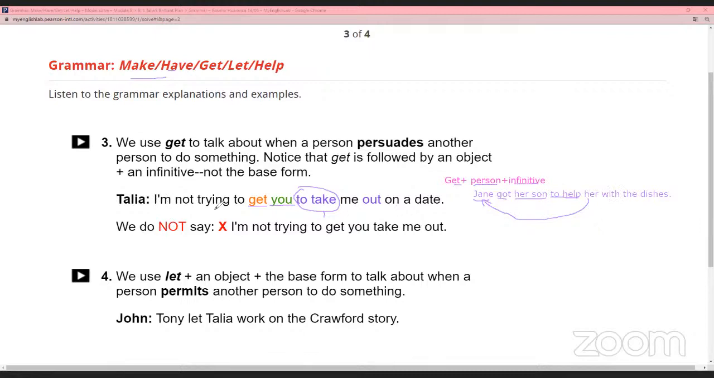In this case, we're going to think that we're talking. I'm going to say, I'm not trying to get, in this case, you, Rosario, to take me, Anna, out on a date. So that could be the structure of it.